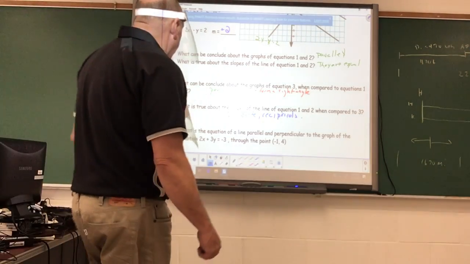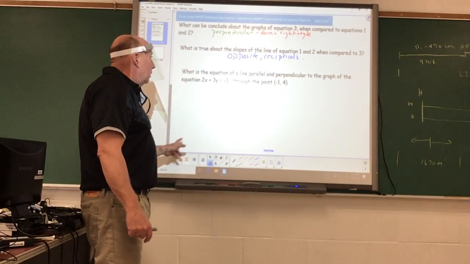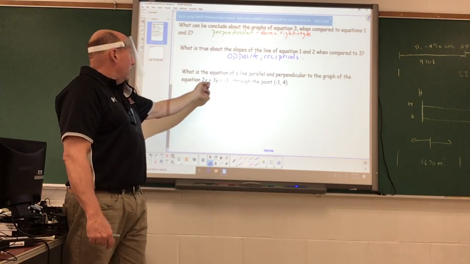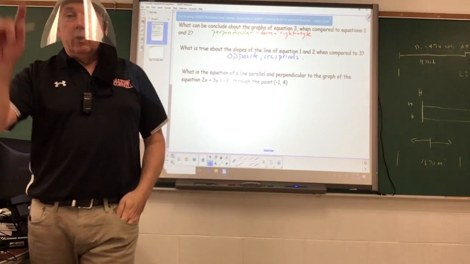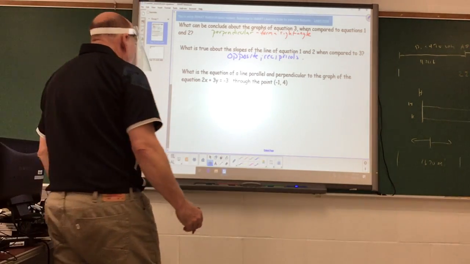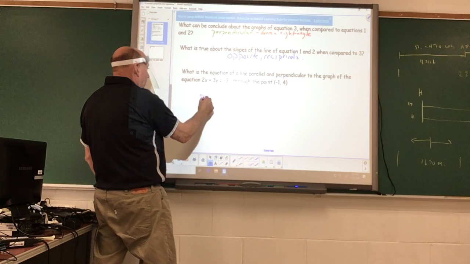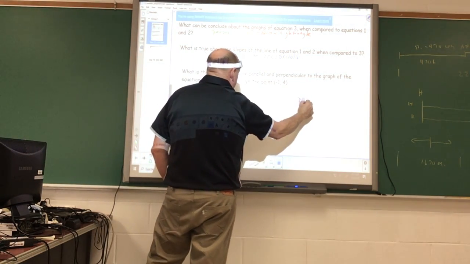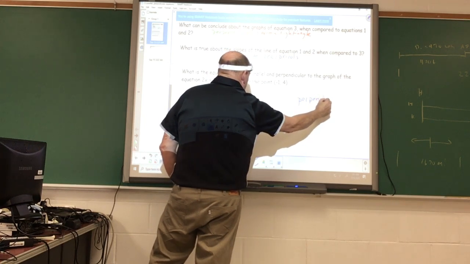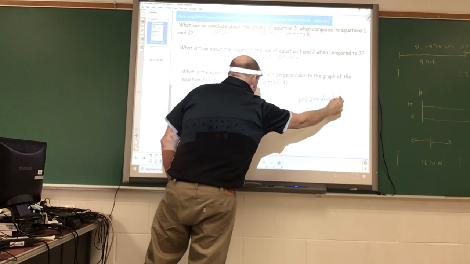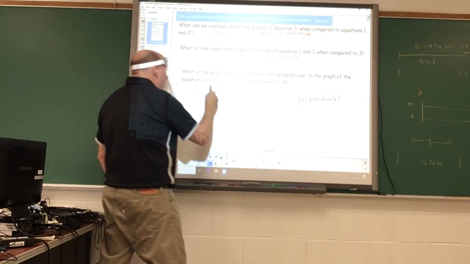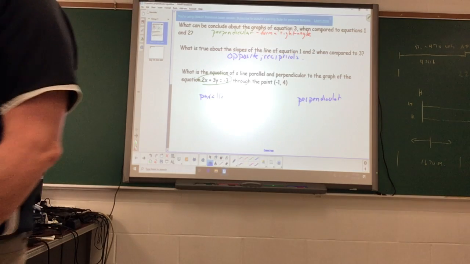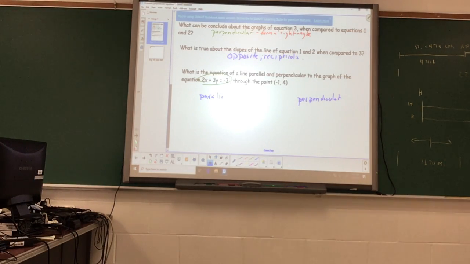So what's the equation? Parallel and perpendicular. Two different equations here, to this line here, through this given point. So we're looking for two equations. We're going to first deal with parallel, and then we're going to deal with perpendicular. We're going to be parallel and perpendicular to this original line. First parallel to this original line.